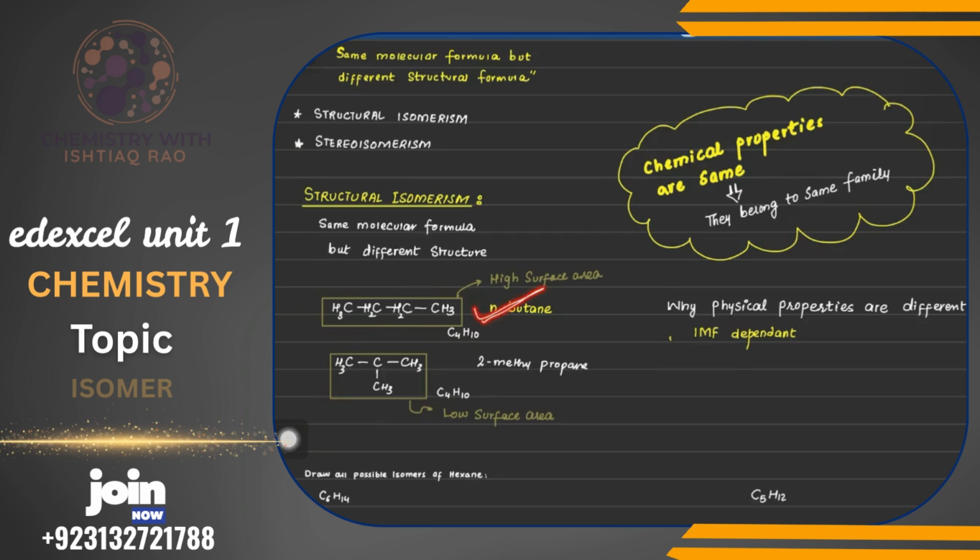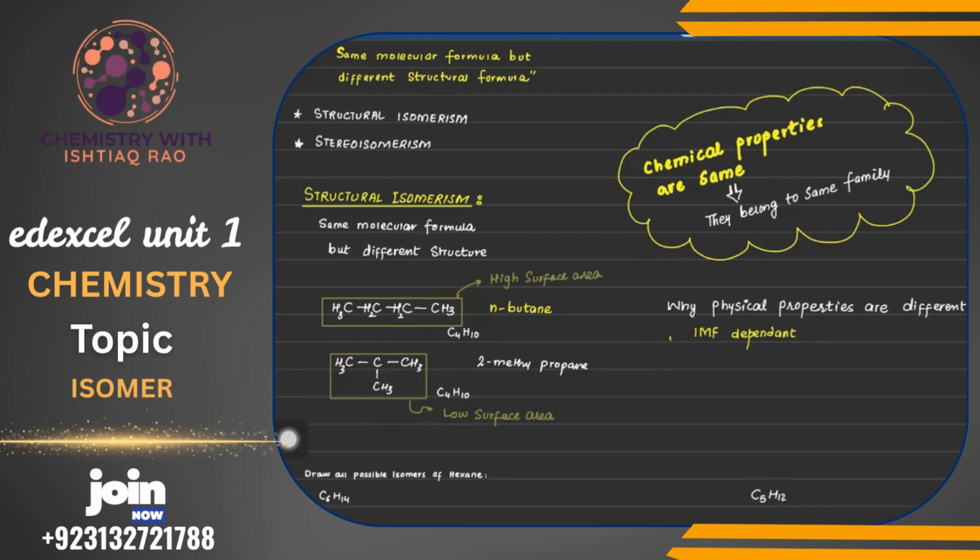So the melting and boiling point of this one would be higher. And if we talk about this one, since the surface area is lower, the IMF is lower, like the London force is lower. When the London force is lower, it means that the melting and boiling point would be lower. So that's why I was saying physical property is different for these two, okay?